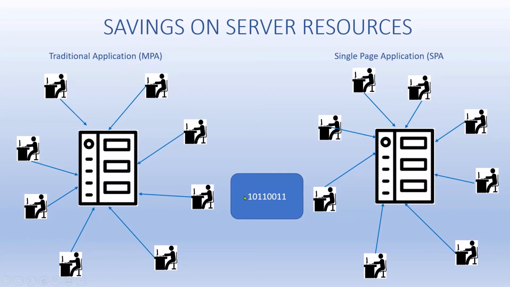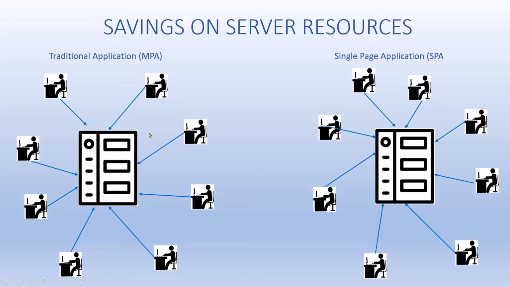Now that we've understood what is bandwidth and what are bits, let's look at a scenario and let's talk about the traditional application first. So here we have a server with many users connected to that server. Each of these users would be accessing the application at the same time. And if we talk about Amazon, you can understand that at any given point in time, there would be millions of users accessing Amazon, right?